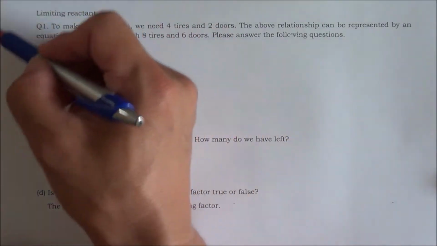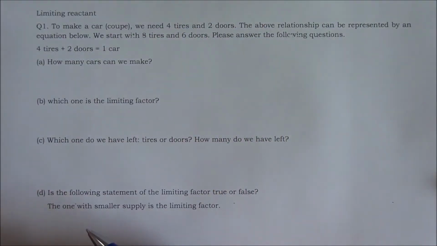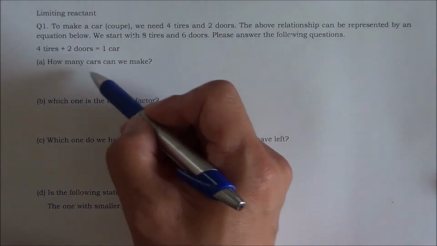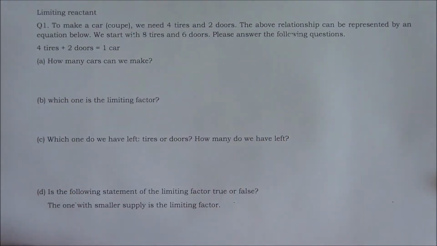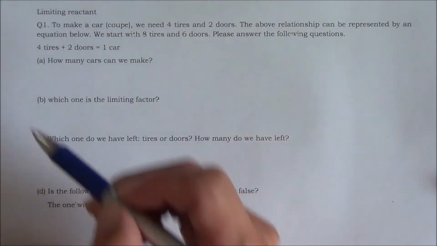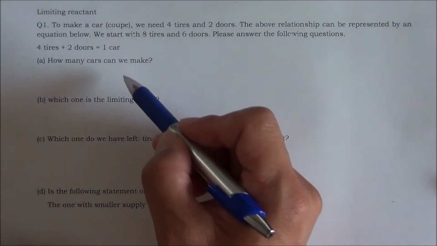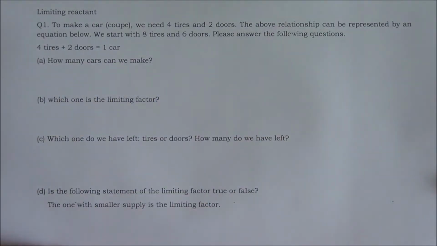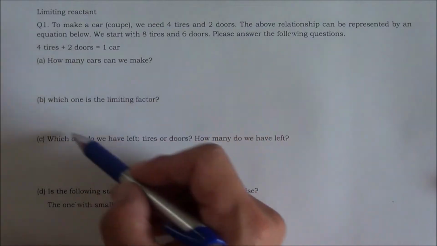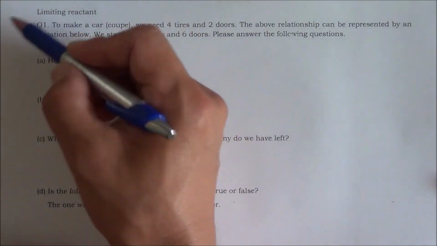The concept of the limiting reactant is very important in chemistry. However, it is not a concept owned by chemistry. It also appears in our everyday life. It is called the limiting factor in our everyday life. I'm going to use this example to explain the concept of the limiting factor. We will also examine the properties of the limiting factor by using this example.